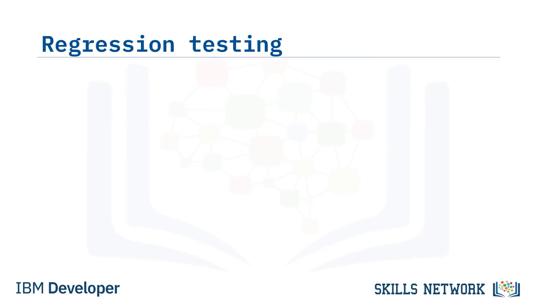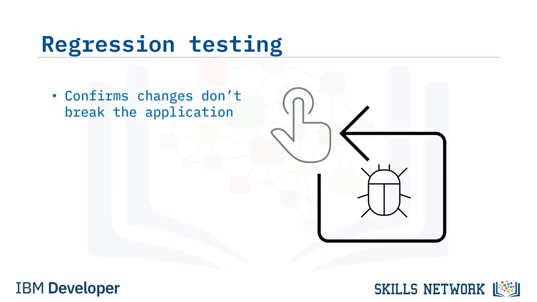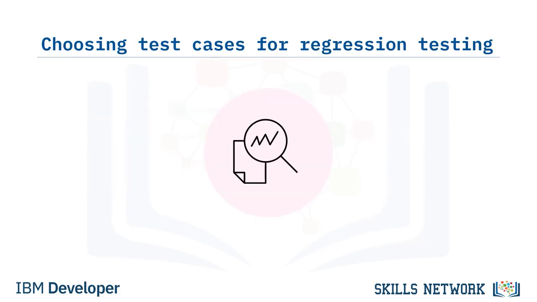Regression testing, also called maintenance testing, confirms that a recent change to the application, such as a bug fix, does not adversely affect already existing functionality. Regression testing should occur when there has been a change in requirements or when defects have been fixed. In order to conduct regression testing, all or some of the test cases should be selected to test against the application. Regression test case selection and prioritization can be challenging and can depend on several factors.